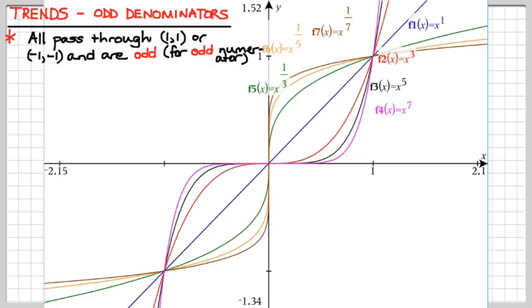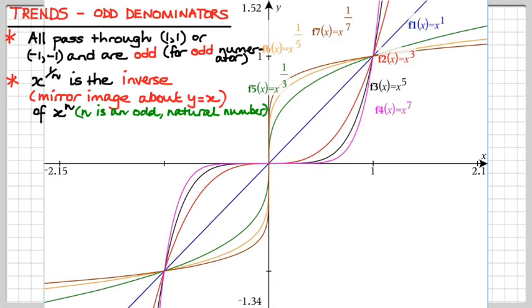They all pass through 1 and 1, which is here, or they all pass through -1 and -1. I'm rattling off coordinates x and y there. That is, they are odd functions, but only for odd numerators, and these ones do have odd numerators. Okay, so I need to clarify that, but let's not get ahead of ourselves again.